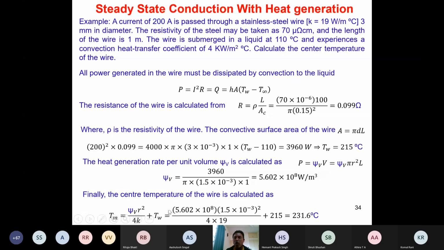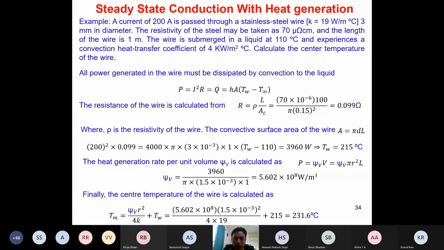This is the final expression which you are going to obtain by solving the same cylindrical equation which we have seen earlier. I have directly written that equation, but I request all of you to solve that equation for the center temperature and see whether you get the same equation. By putting all the values in this equation, the temperature at the center is obtained as 231.6 degrees Celsius. Are you all able to follow?